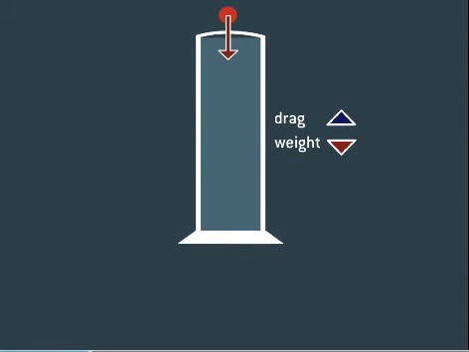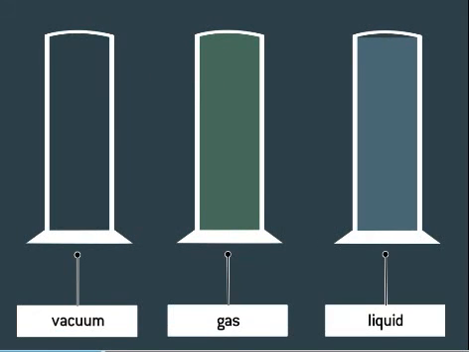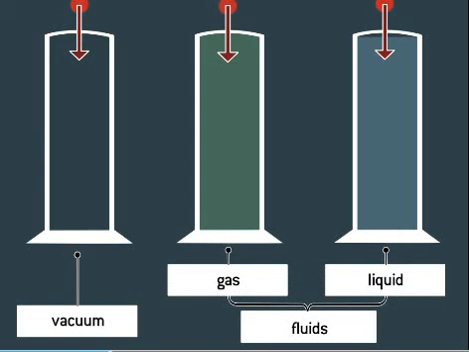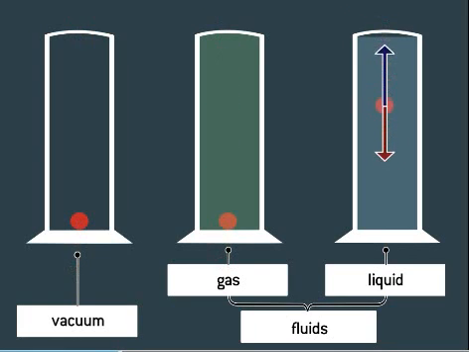Drag is a frictional force that acts on a moving object, slowing it down. It occurs when objects are moving through a liquid or a gas. Liquids and gases are collectively called fluids. There is no drag force in a vacuum. The drag force is larger for liquids than for gas because liquids are more viscous.